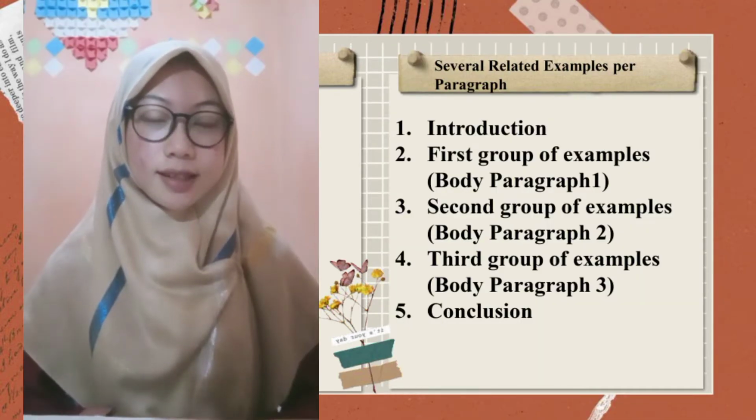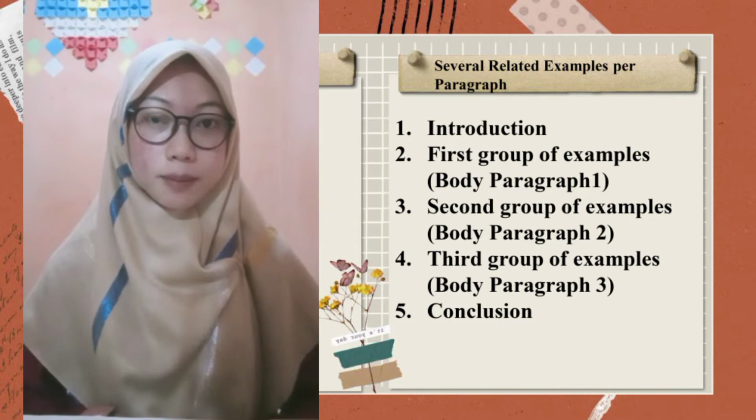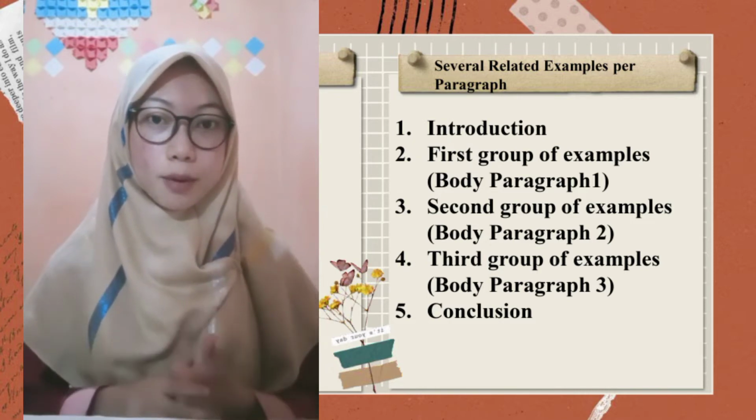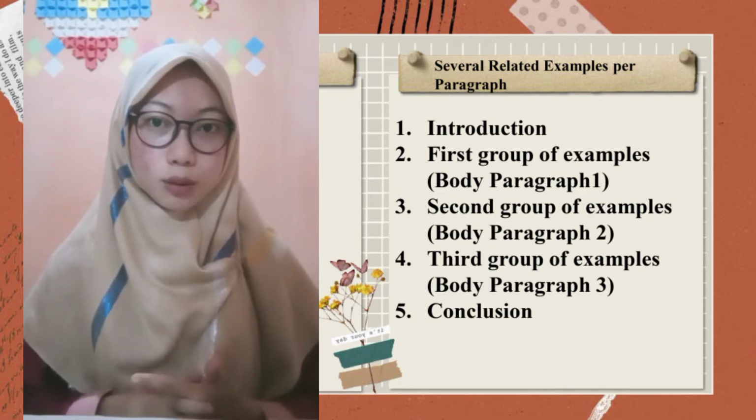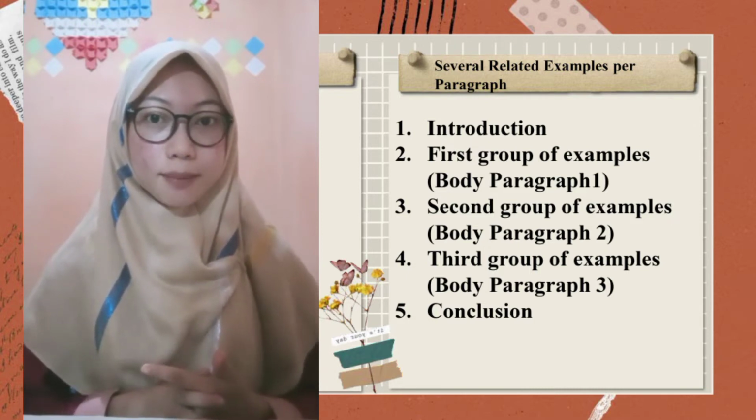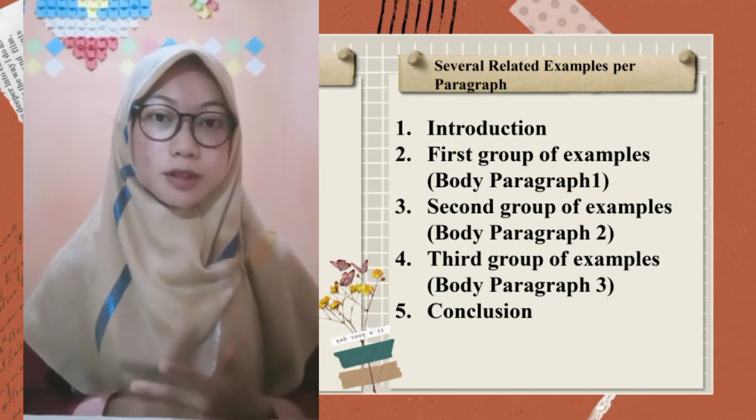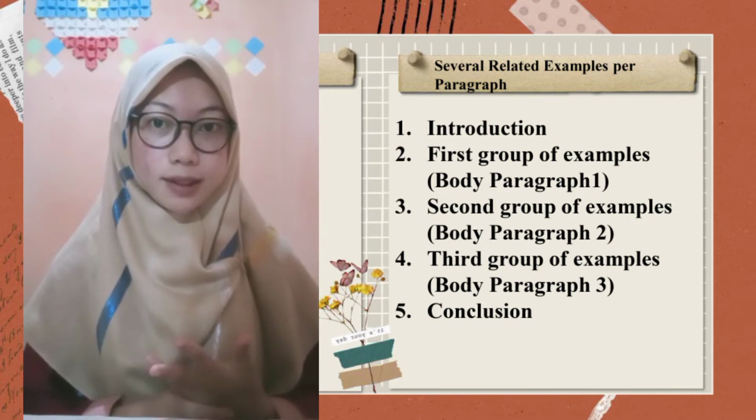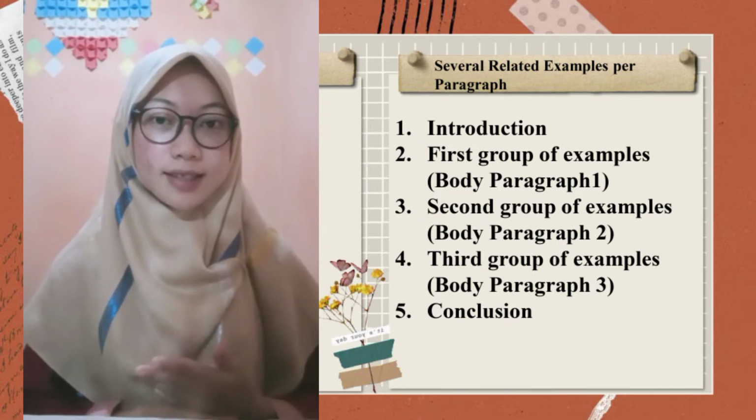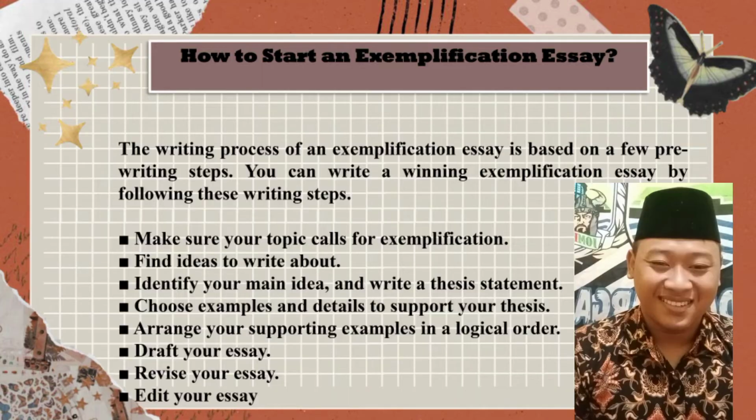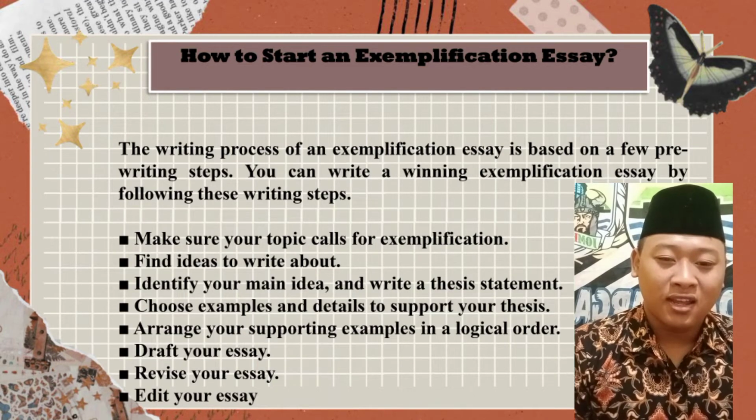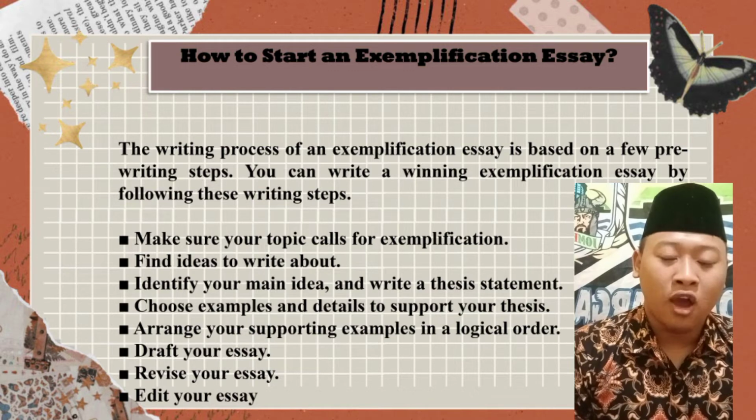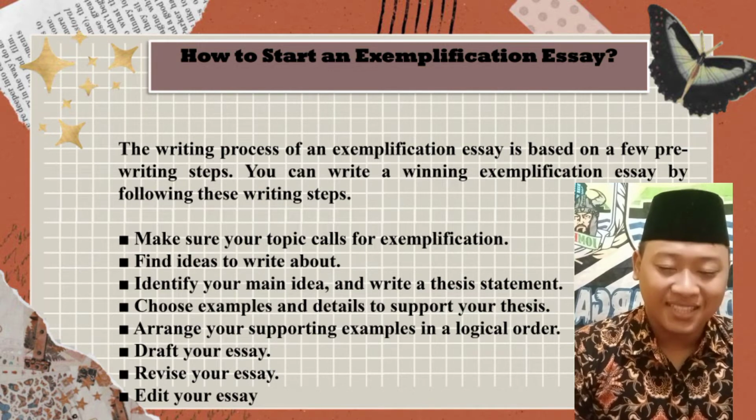And the second is several related examples per paragraph, which generally also has the following structure. Number 1 is introduction, number 2 is first group of examples or body paragraph 1, number 3 is second group of examples or body paragraph 2, number 4 is third group of examples or body paragraph 3, and the last is conclusion. My name is Dimas Maulana, and I will explain how to start an exemplification essay.